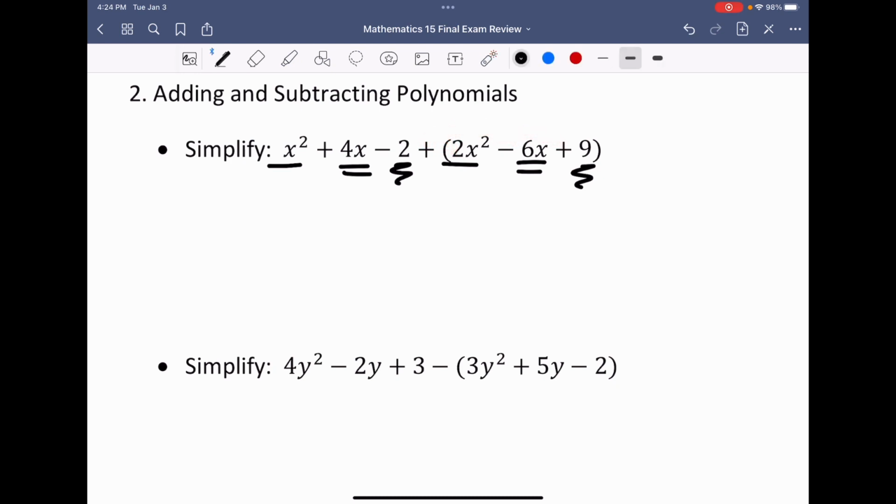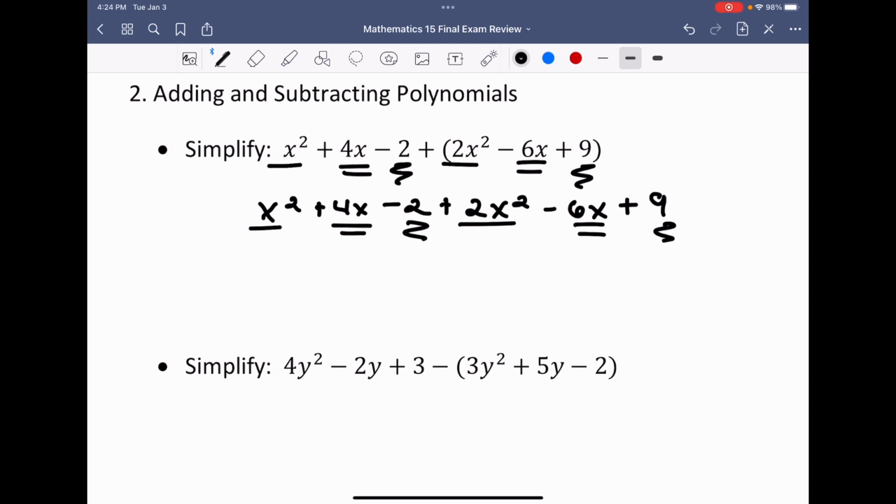It's only if there's negatives. So I'm just going to rewrite this as x squared plus 4x minus 2 plus 2x squared minus 6x plus 9, because none of those signs are going to change. We're just going to drop the brackets. Now what we have to do is use that same organization. Single underlines for the x squareds, x's get double underlines, and then our constants get a squiggle.